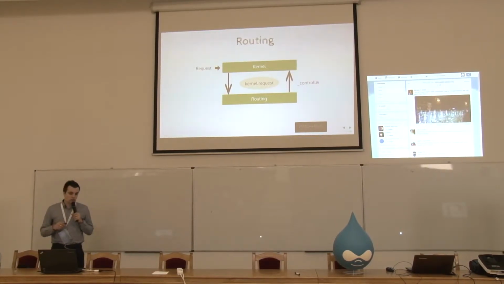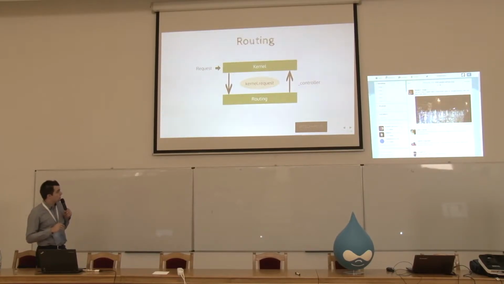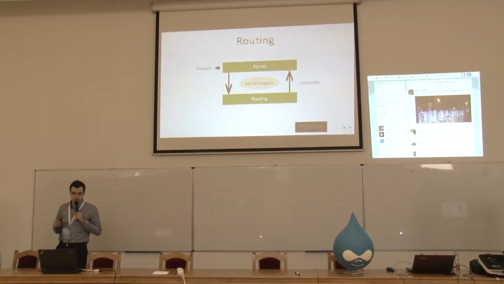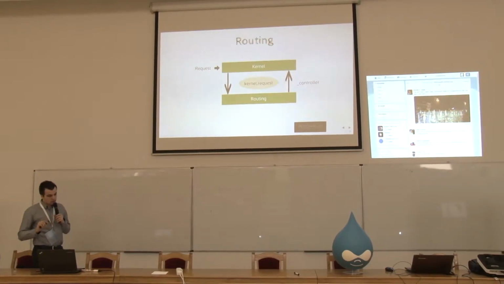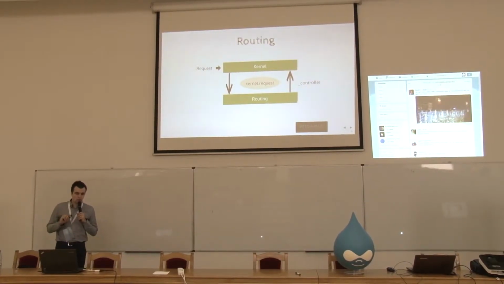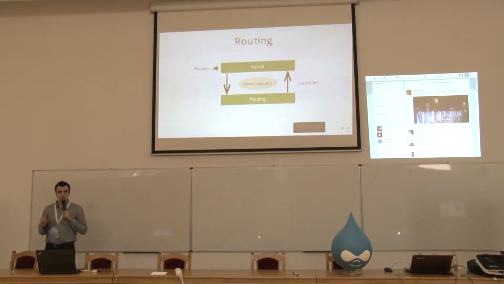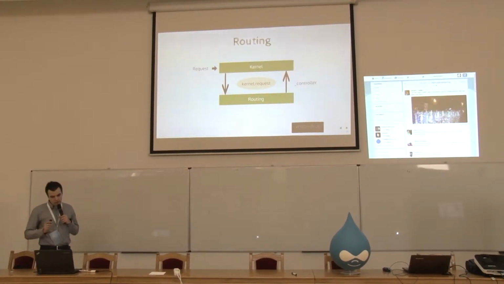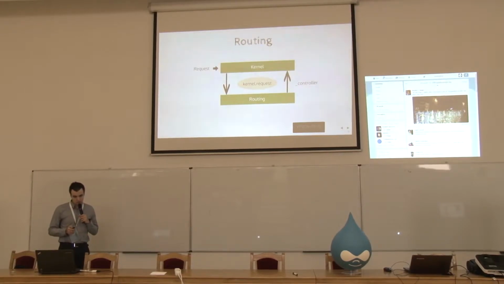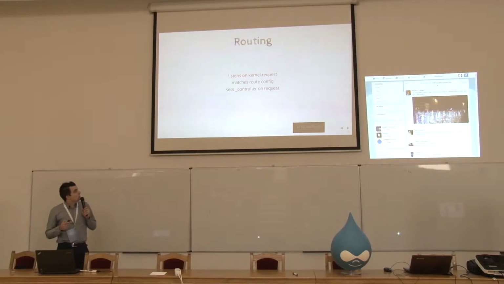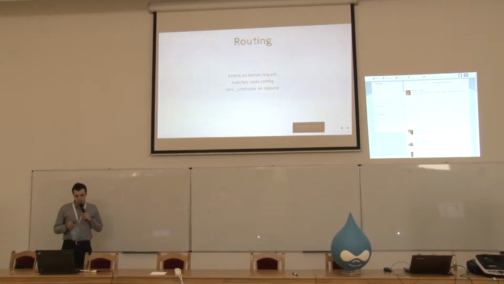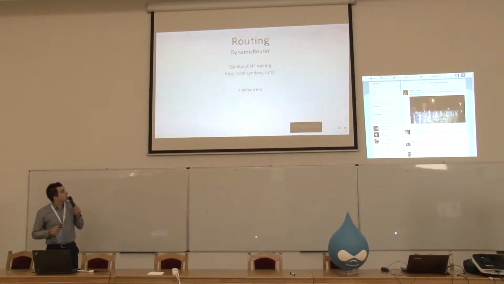So here again you can see a decoupling of what things have to do, because routing only does finding the controller for the request. It doesn't do anything else. Only things that are related to this thing. So it listens to the kernel request, matches the config, and sets the controller on the request.